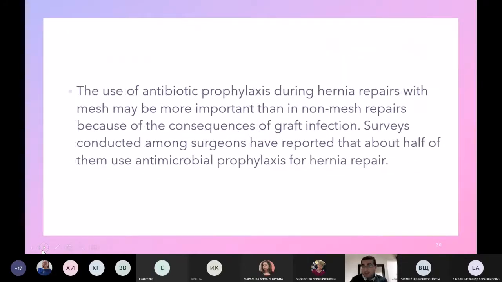The use of antibiotic prophylaxis during hernia repairs with mesh may be more important than in non-mesh repairs because of the consequences of graft infection. Surveys conducted among surgeons have reported that about half of them use antimicrobial prophylaxis for hernia repair, whatever the operation, whether it is clean, clean contaminated or contaminated.